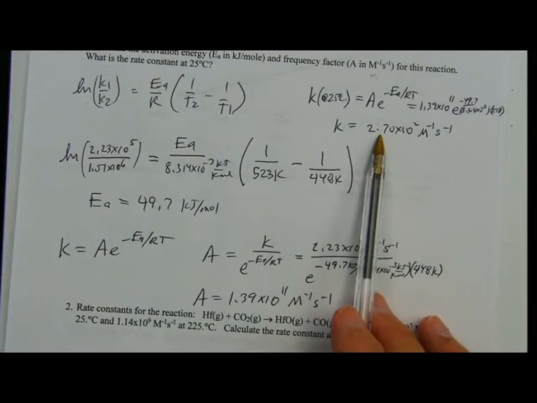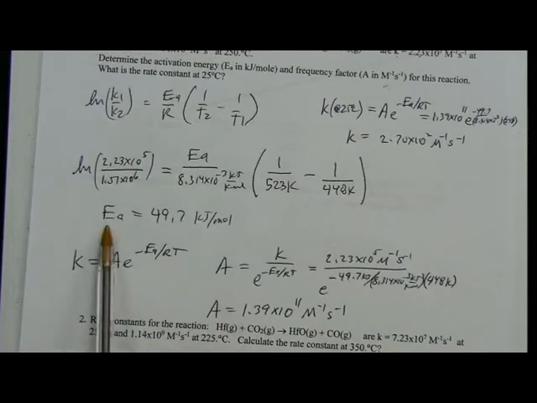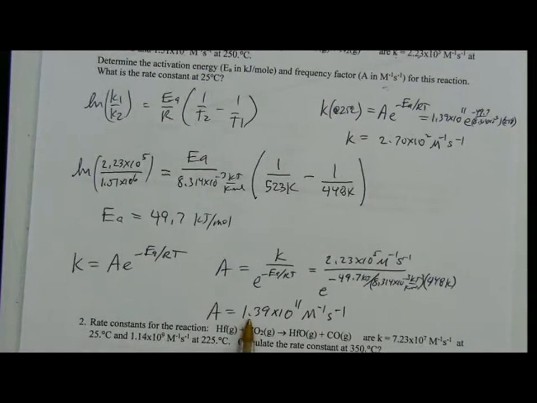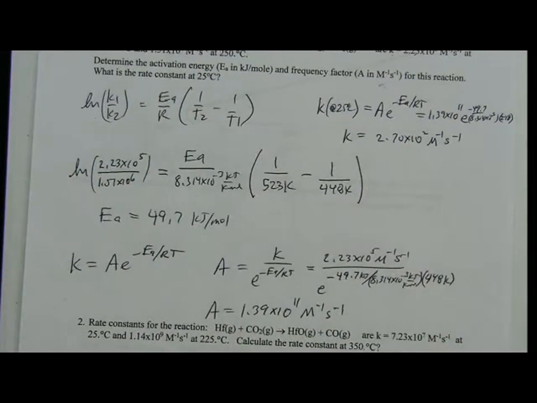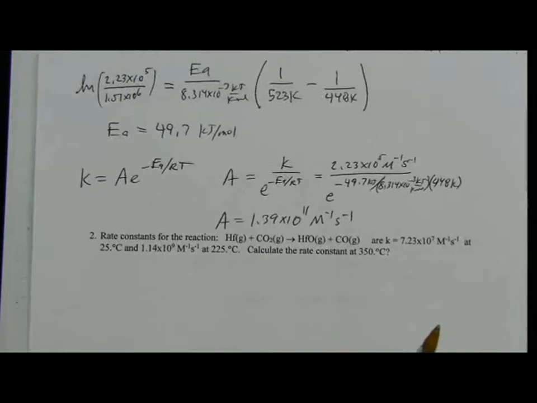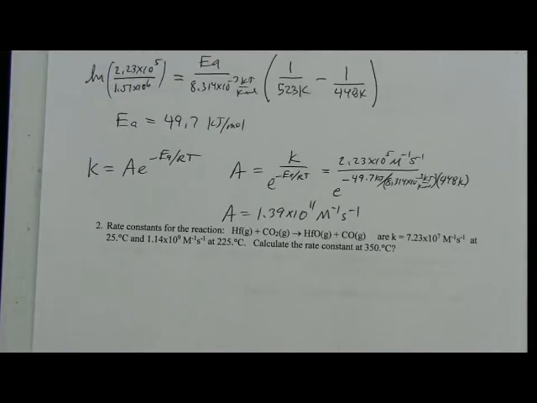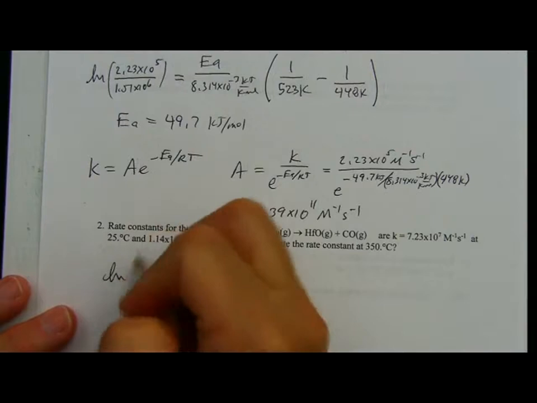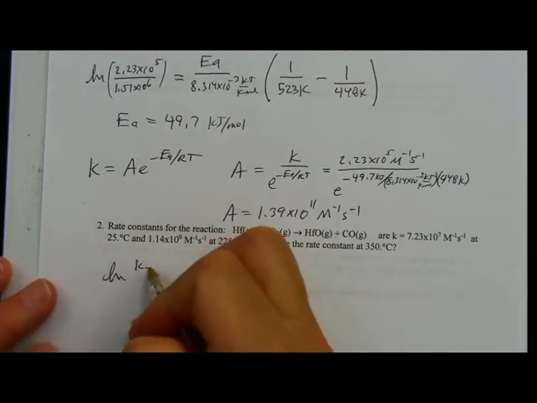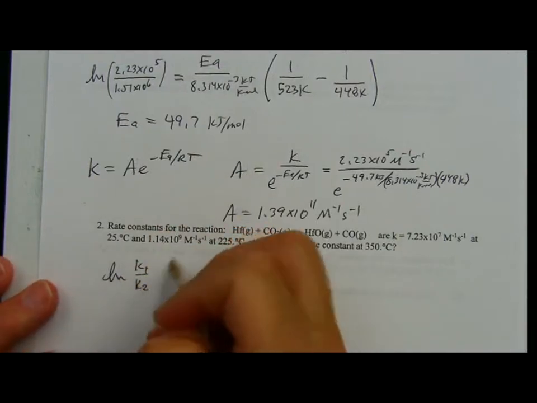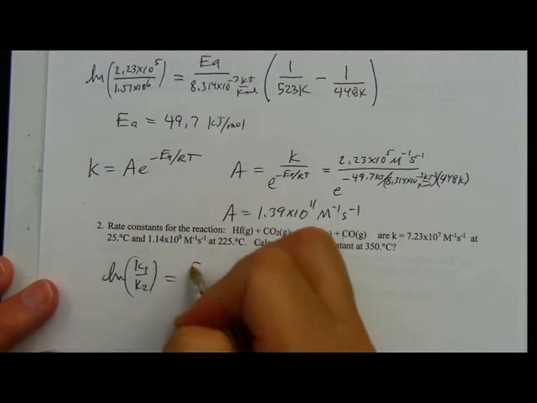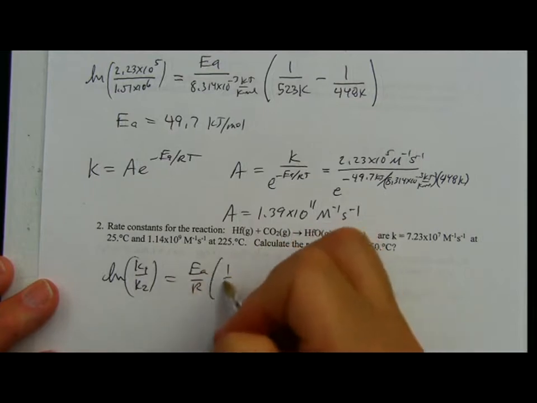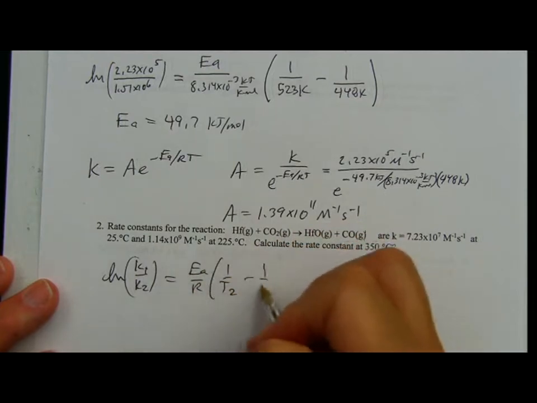3 steps. We first had to calculate the activation energy, then we had to calculate the frequency factor, and then we could calculate the rate constant. Is there a way to skip one of those steps? The answer is yes. You'd start with log K1 divided by K2 equals E sub A over R, 1 over T2 minus 1 over T1.